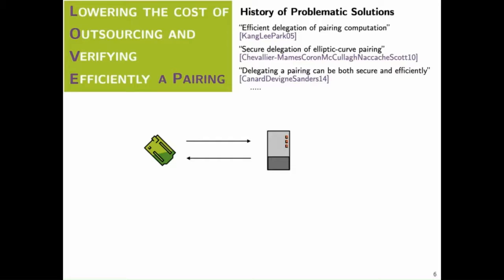The reason why these are problematic is that, despite what the title claims, usually there are some issues. For instance, we might have a secure delegation, but this is not efficient, like the cost of the whole protocol between client and server becomes heavier than the computational cost of computing the pairing itself. Or we can have efficient protocols, but these are not secure against malicious servers. Other times, the efficiency claims are true only for certain specific parameters or certain curves only.